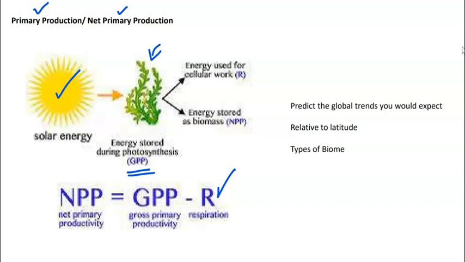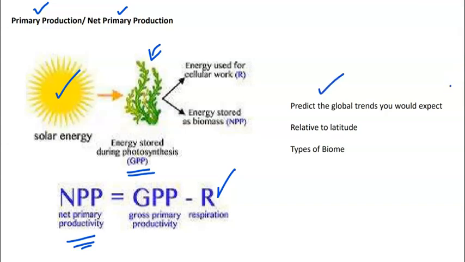If we subtract the energy used in respiration from the gross primary production, this leaves us with the concept of net primary productivity. The significance of the net primary productivity for the ecosystem is that this is what is available at the next trophic level for consumers.